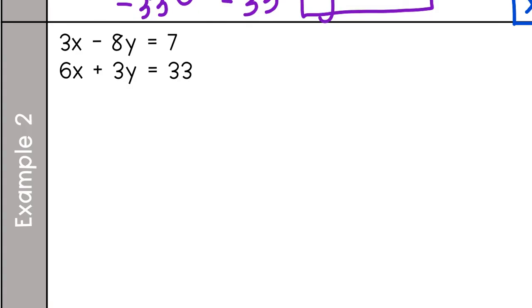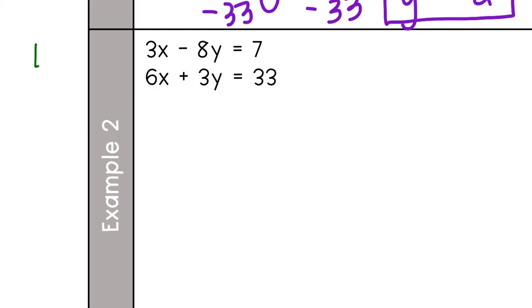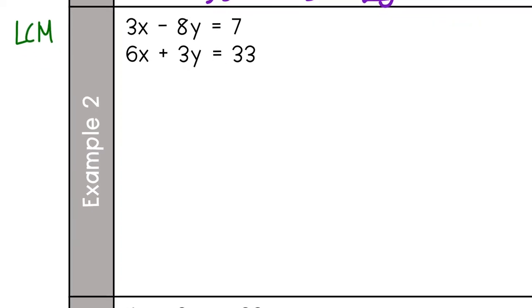So that means that we're going to have to fix it. So there's no coefficients of 1. That's what we did with the first equation. So I am going to have to multiply by something other than what I have. So what we're going to look for when there's no coefficients of 1 is our least common multiple, LCM, of each variable.